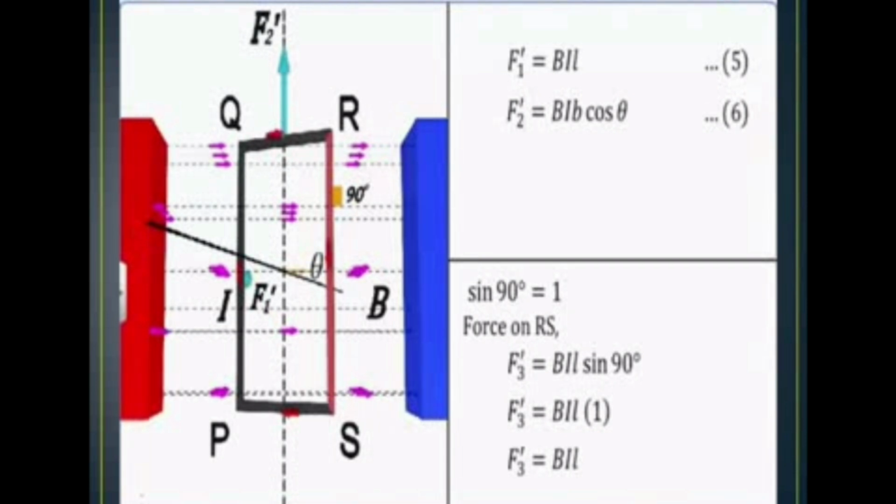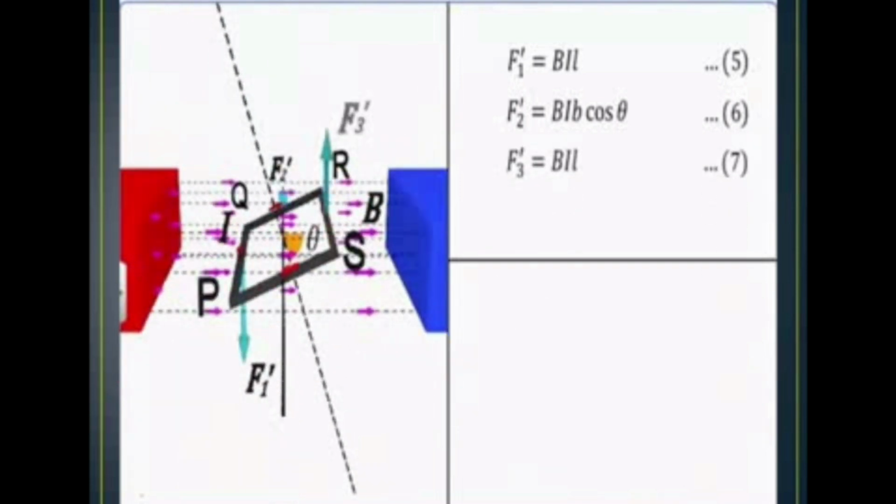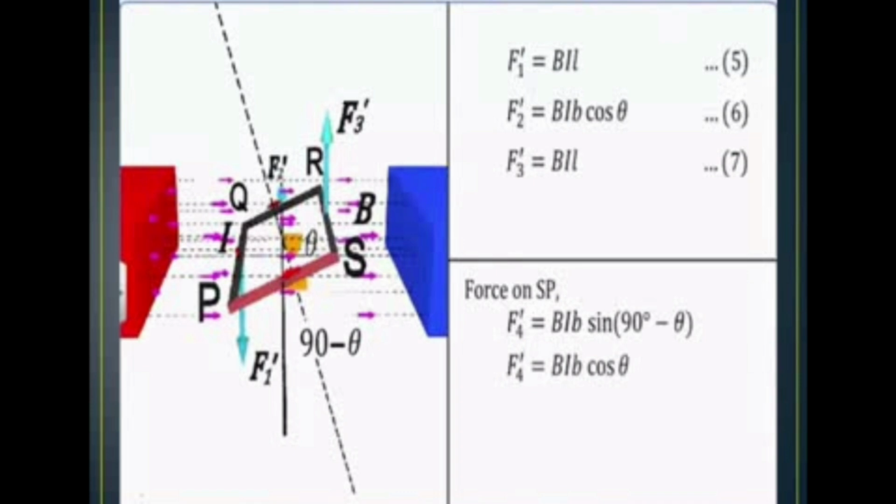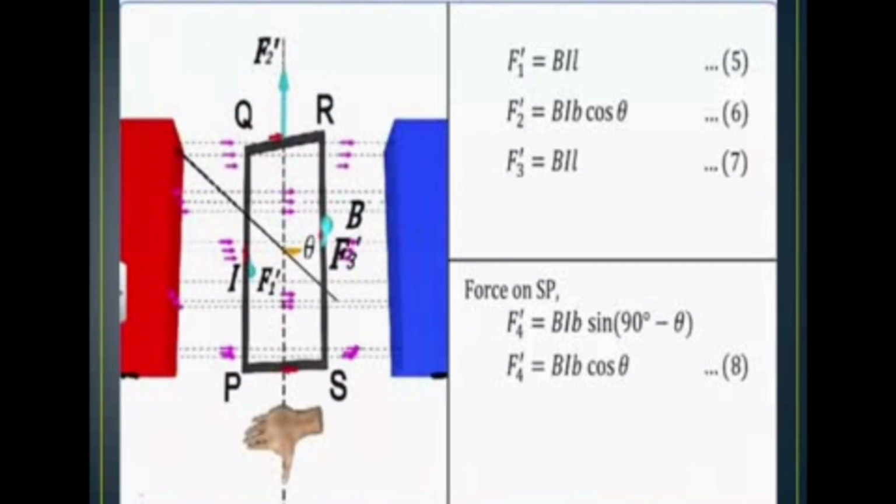So what is changing: F1 and F3 are equal, and F1 dash and F3 dash have the same magnitude, experiencing two opposite directions. F3 dash is in the upward direction, F1 dash in the downward direction, according to Fleming's left hand rule. Now F4 dash, the other side of the coil, SP. Again it is 90 minus theta. Suppose on SP it is not 0 or 90, it is 90 minus theta, so again it becomes cos theta. So F4 dash you can write as BIb cos theta, which is equation number 8. Again, according to the right hand thumb rule, the extended thumb indicates the direction of the magnetic field, and the fingers indicate the current flowing in the coil.